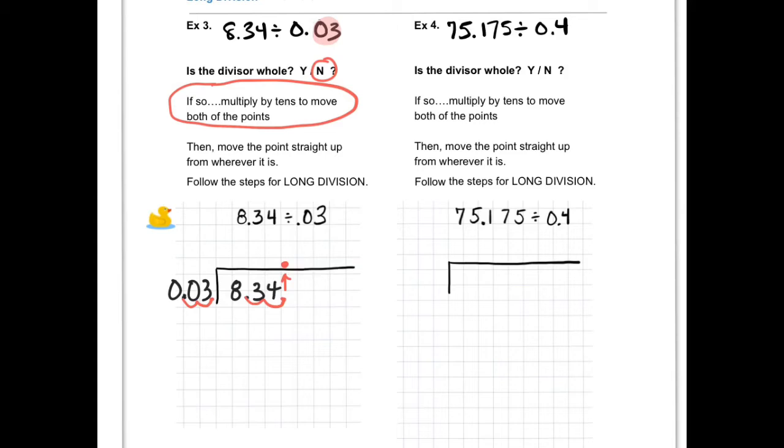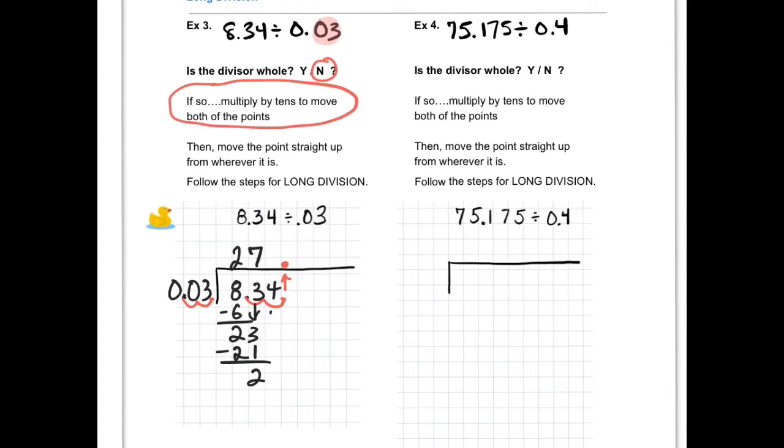And let's go. So 3 divides into 8 2 times. Multiply 2 times 3 and we get 6. Subtract and we get 2. Bring down the next digit. 3 goes into 23 about 7 times. Multiply 3 times 7, you get 21. Subtract 23 minus 21 and you get 2.